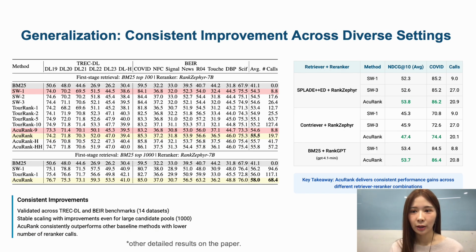This is the main table of our results. Across TREC DL and BEIR, AcuRank improves NDCG@10 while using fewer or comparable calls. For example, AcuRank-9 scores higher than the sliding window with Pascalon, using about 9 calls, and AcuRank with 19.7 calls scores higher than TourRank-10 using 130 calls and sliding windows with the third iteration that uses 27 calls. The gains are consistent across different retriever and re-ranker pairings, indicating the method is model agnostic.